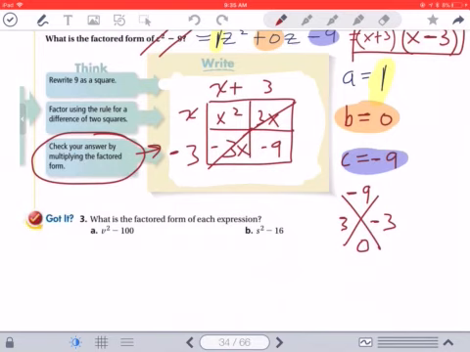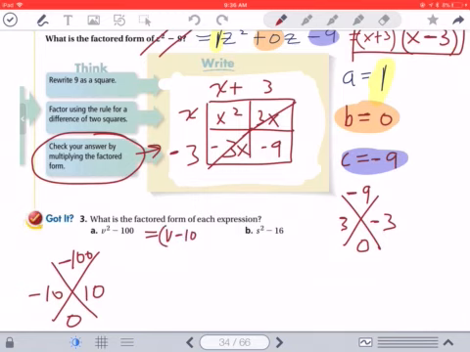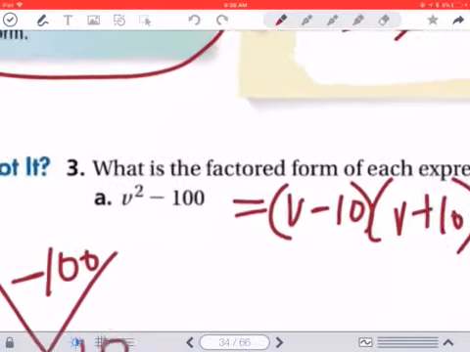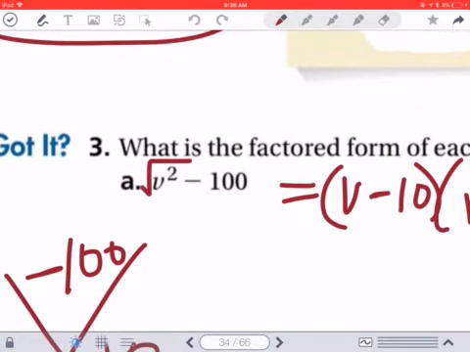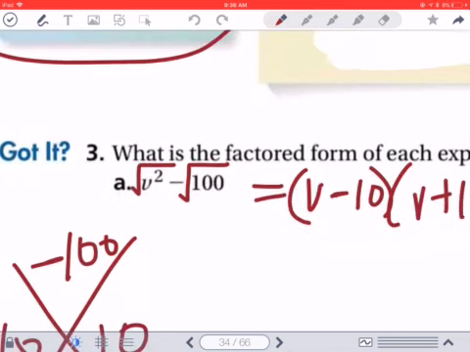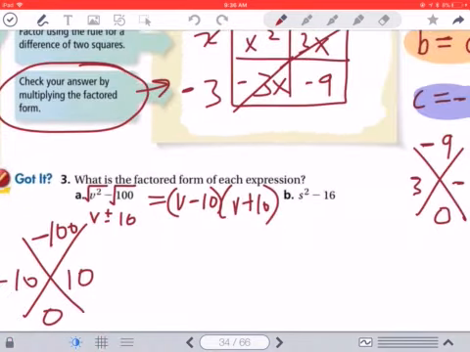Okay, let's do these. So this is going to be negative 100 and 0. Well, it's got to be negative 10 and 10. So this is going to factor into v minus 10, v plus 10. A shortcut you can do here is take the square root of these and then make one a plus, one a minus. So the square root of v squared is v, and the square root of 100 is 10. Then you just do plus or minus 10.